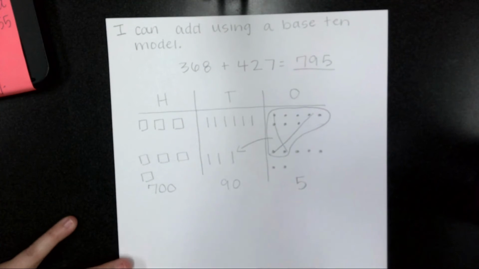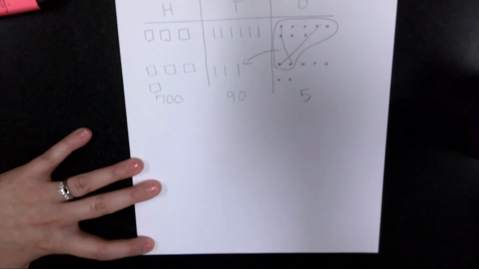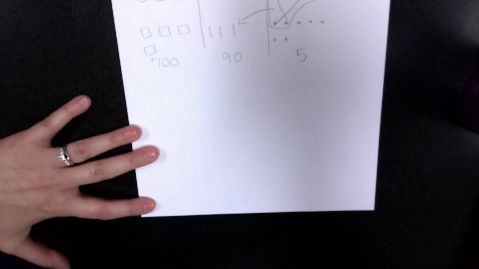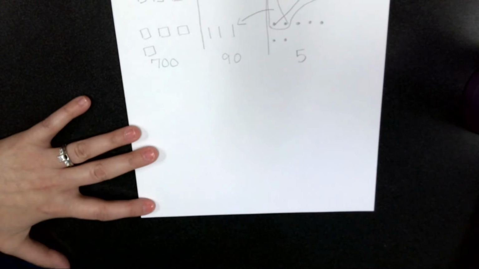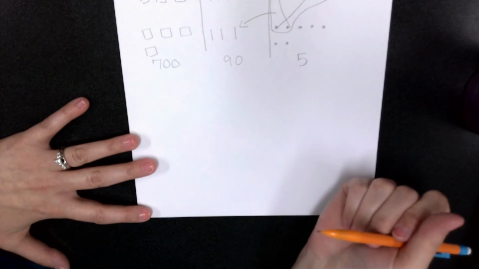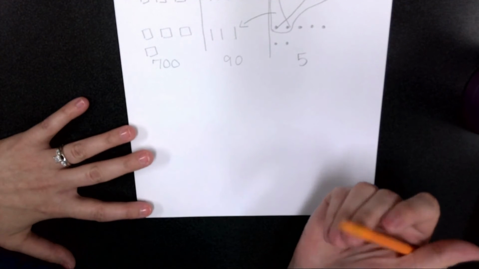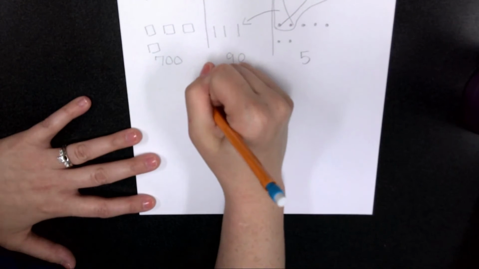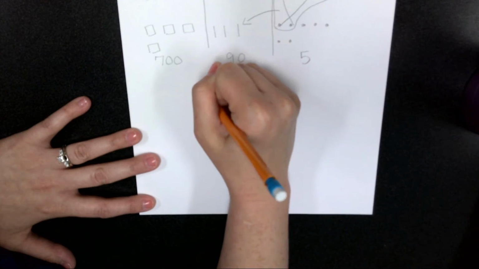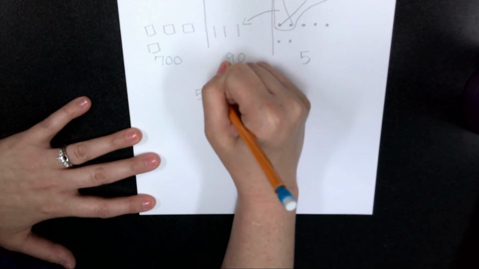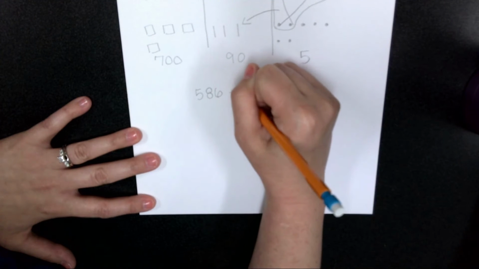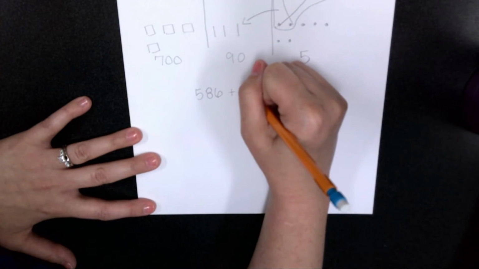How about, let me see if I can think of one where maybe we'll have over 100 in our tens place when we get done. Let's try this one. Let's try 586 plus 145. And let's see what that equals.